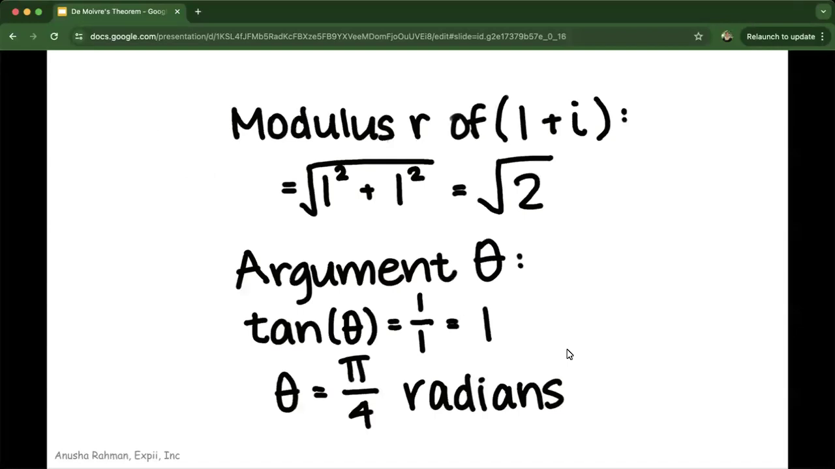First, we need to express 1 plus i in polar form. We can first find the modulus, and then we can find the argument. The modulus r of 1 plus i is the square root of the sum of the squares of its real and imaginary parts, which is the square root of 1 squared plus 1 squared, which equals the square root of 2. The argument theta can be found using trigonometry. Since we know that tan of theta equals 1, theta equals pi over 4 in radians.